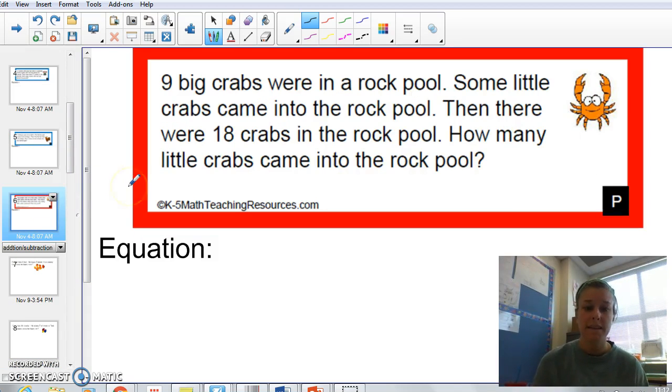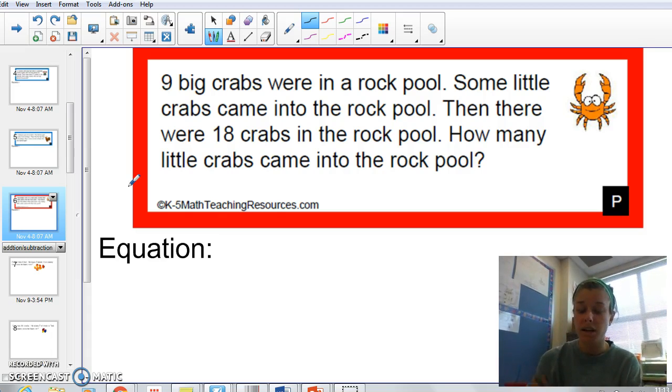The next one. 9 big crabs were in a rock pool. Some little crabs came into the rock pool. Then there were 18 crabs in the rock pool. How many little crabs came into the rock pool? All right, so you need to pause this video and solve the equation.